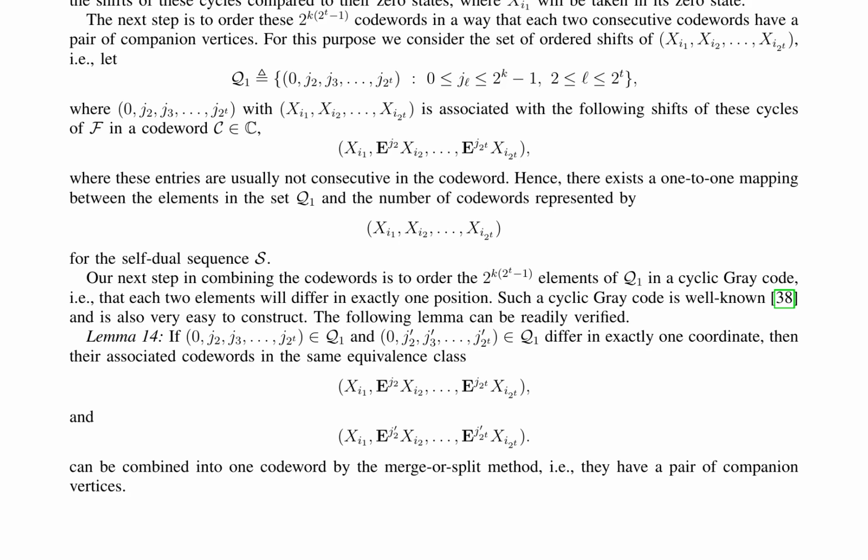To simplify the understanding of the ordering, the authors consider a self-dual sequence S and its 2t coordinates which are zeros. They define an ordered set Q1 consisting of tuples representing the shifts of the cycles, (xi1, xi2, ..., xi2t), in a codeword C. The 2^(k(2t-1)) elements of Q1 are ordered in a cyclic gray code, ensuring that each two elements differ in exactly one position. The authors prove that if two elements of Q1 differ in exactly one coordinate, their associated codewords can be combined into one codeword using the merge-or-split method, as they have a pair of companion vertices. This construction is crucial for the overall development of the new family of self-dual codes.